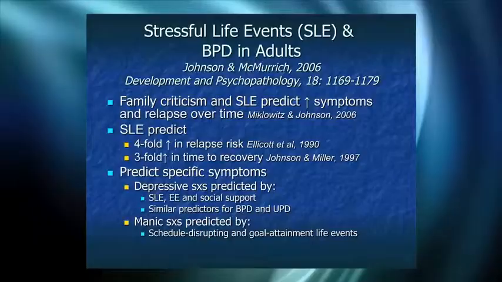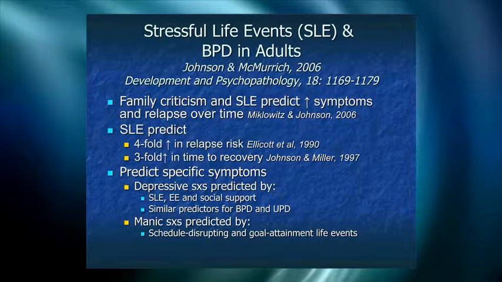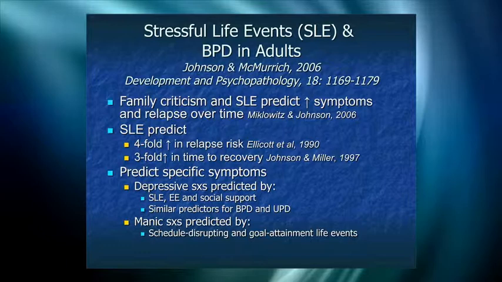It also predicted specific symptoms. Depressive symptoms were predicted by stressful life events, expressed emotion, and social support. There were similar predictors whether you had unipolar or bipolar depression. Manic symptoms were predicted by schedule disrupting and goal attainment life events. So something that throws your sleep cycle off, something that's a positive, a graduation, a promotion, a degree, those are good things, but they can also push somebody into a manic or hypomanic episode.